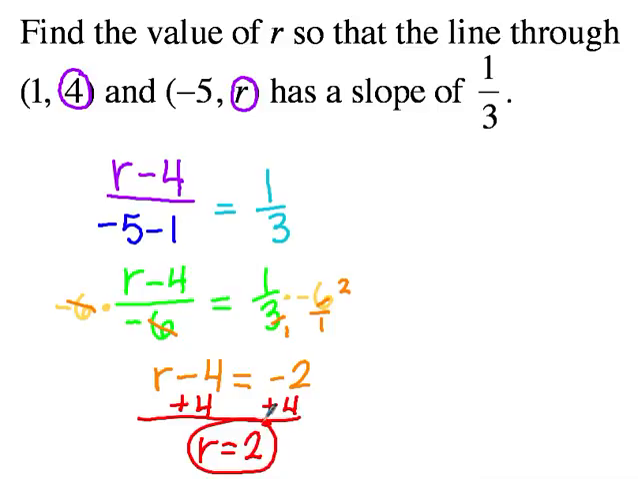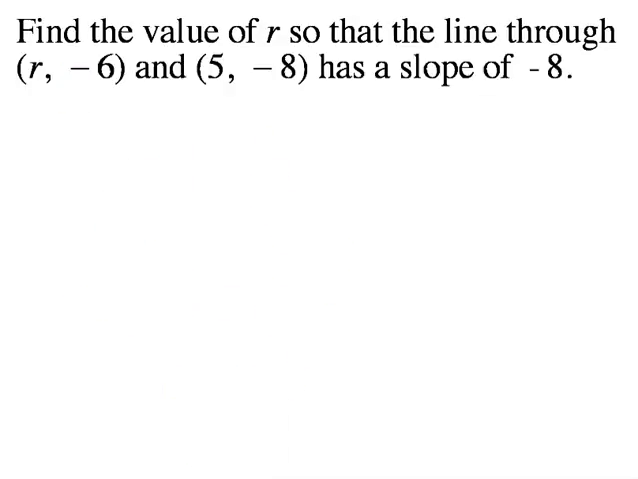Now that was kind of weird, so we're going to obviously look at another one just to make sure that we've got that down. Same exact steps. So if I were taking notes, I wouldn't necessarily write out all the words again. I would just go ahead and write down r, negative 6, 5, negative 8, slope of negative 8. Because it's one of those things, if it's in that same section of your notes, you know it's going to follow the same instructions.